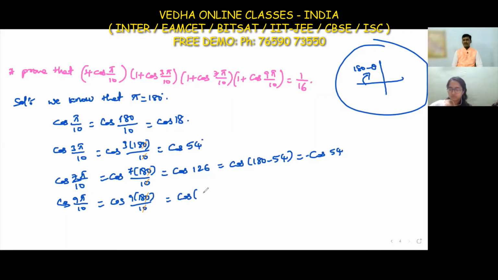Cos of 90 and 72. Okay, so that is 162. What can we write? 162 is 90 plus 72, or 180 minus 18 degrees. 180 minus 18 degrees.